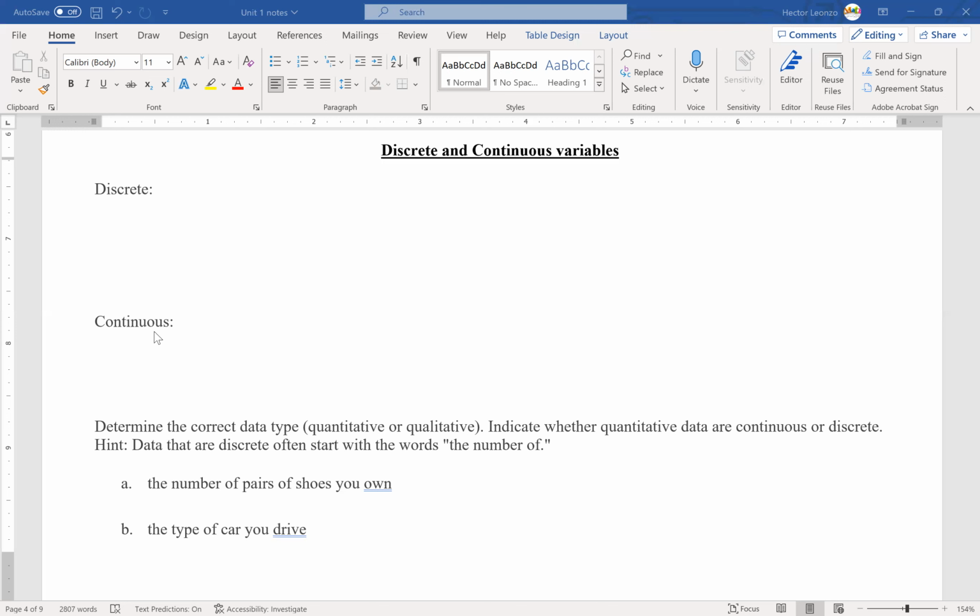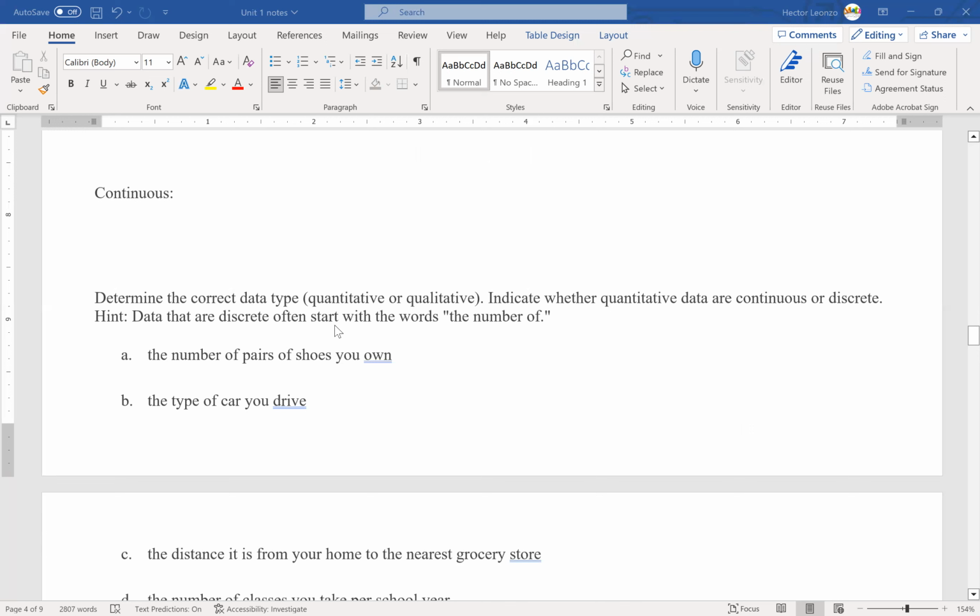Now, continuous is basically data that are not made up of just counting numbers. So here, I might be looking at fractions. I might be looking at decimals. I might be looking at irrational numbers. Those are what we call quantitative continuous data. Discrete and continuous, again, both of them are quantitative, so quantity, numbers, but discrete are whole numbers, and continuous, I'm looking at decimals.